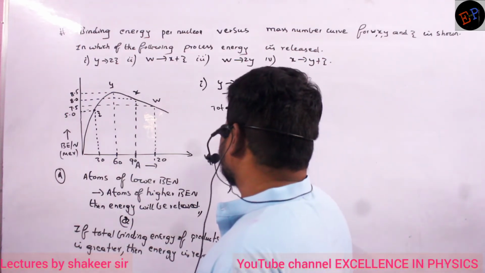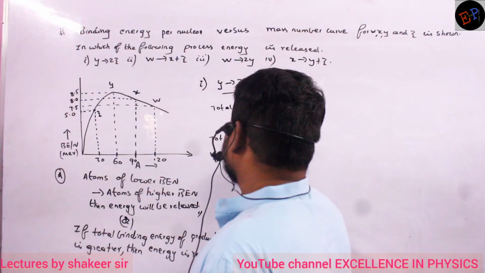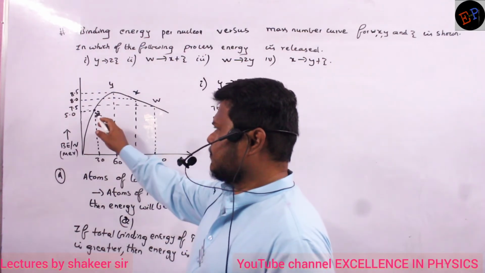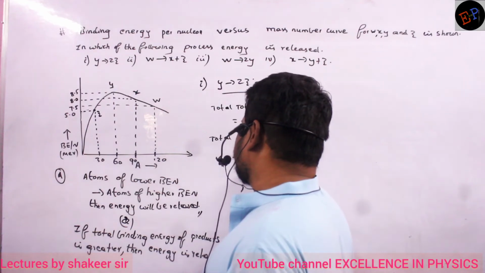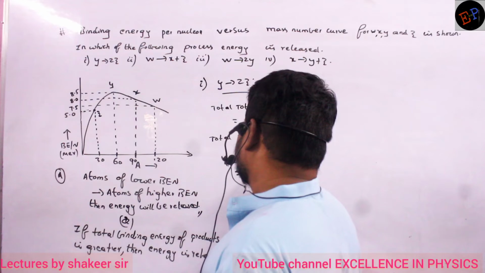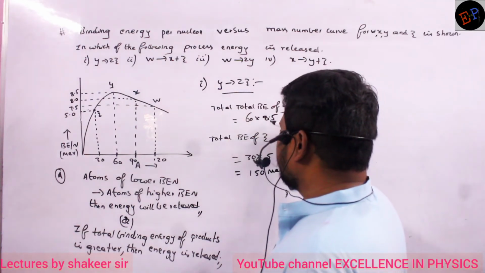Now calculate for Z. So total binding energy of Z. What is the mass number of Z? 30. Clear? 30. And what is the BEN of Z? 5. So 30 into 5 is how much? 150. Are you able to understand? 150 million electron volts. Now you compare these two.